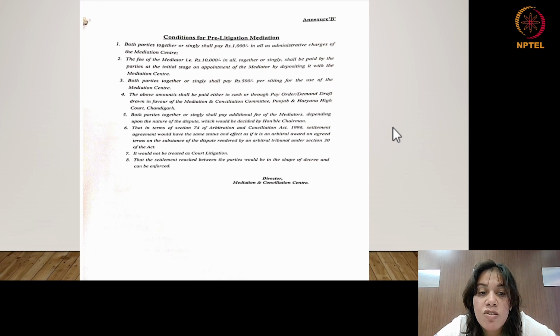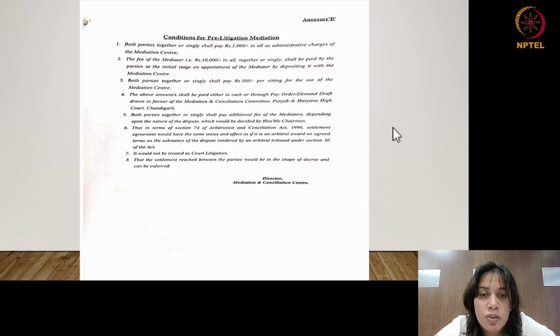Next is both the parties together or singly shall pay additional fee of the mediators depending upon the nature of the dispute, which would be decided by the Honorable Chairman. Next is that in terms of Section 74 of Arbitration and Conciliation Act 1996, settlement agreement would have the same status and effect as if it is an arbitral award or agreed on agreed terms on the substance of the dispute rendered by an arbitral tribunal under Section 30 of the Act.